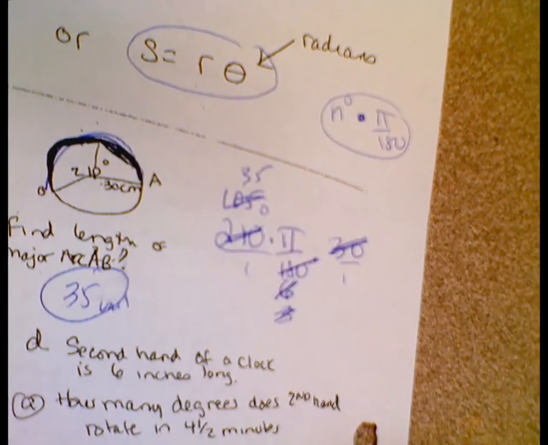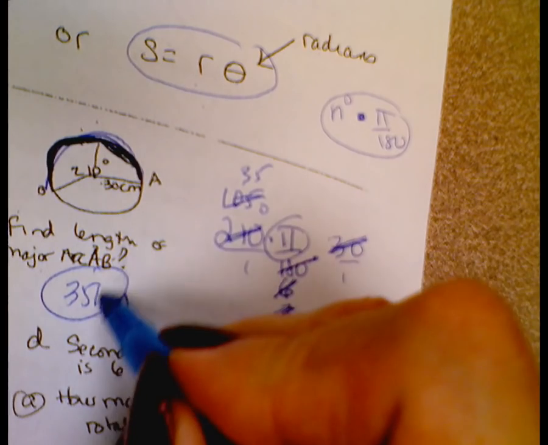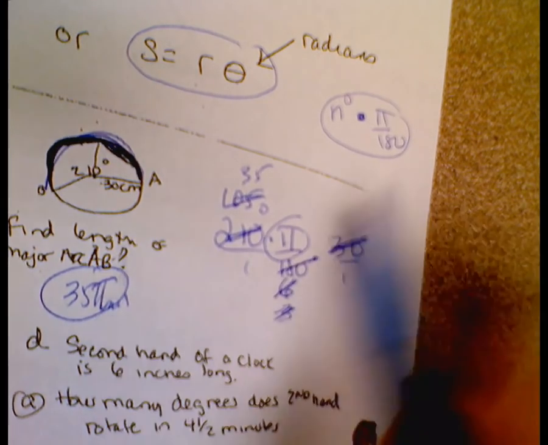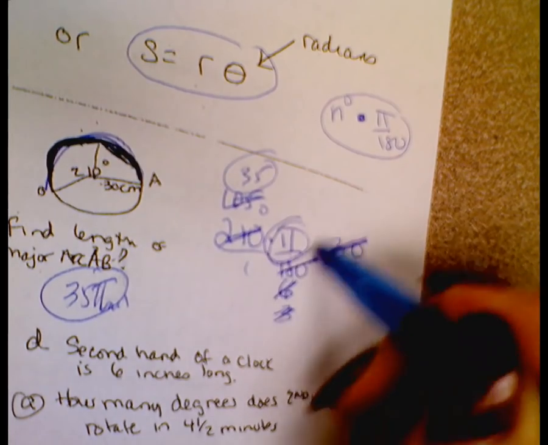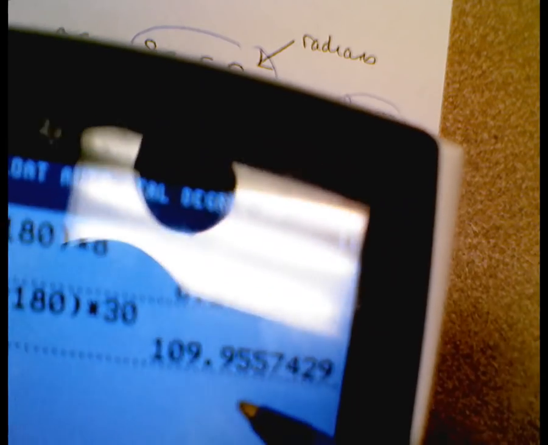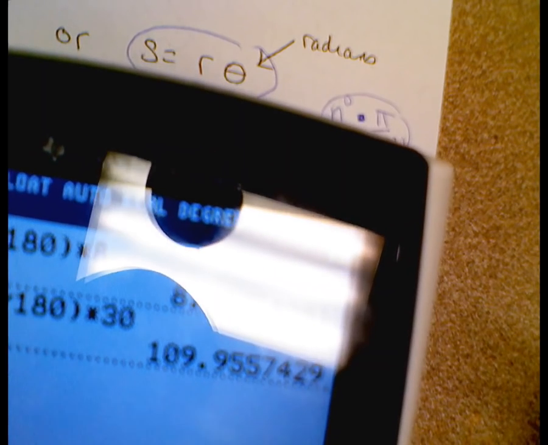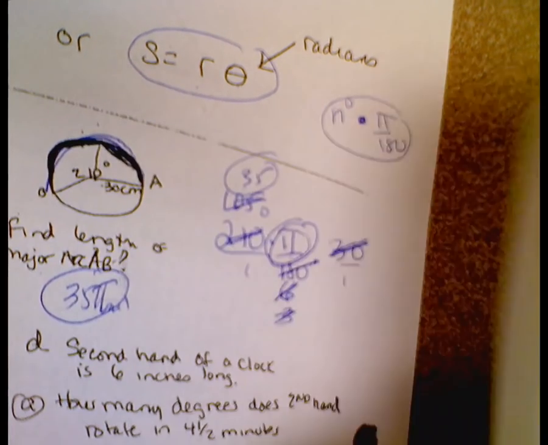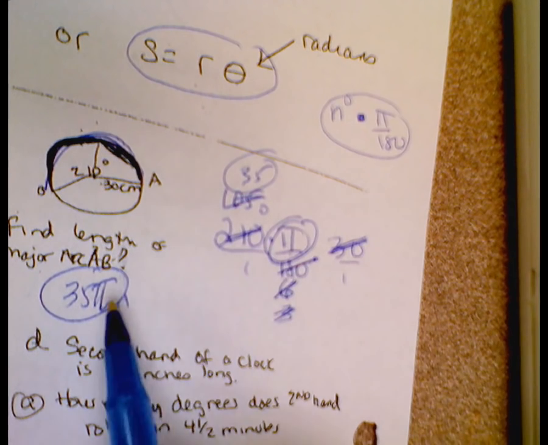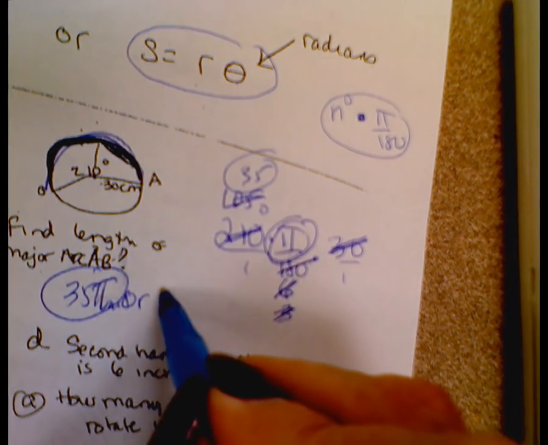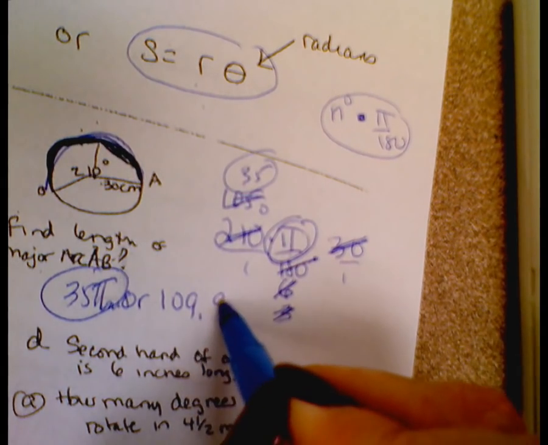Let's do that on the calculator. We have 210 times, in parentheses, pi divided by 180, times 30. Oh my gosh, was I that wrong? I'm wrong. You know why? Because I forgot the pi. It's 35 pi. Sorry about that, guys. This is 35 times pi, where pi is 3.14. So my bad, it's 35 pi, or 109.96.